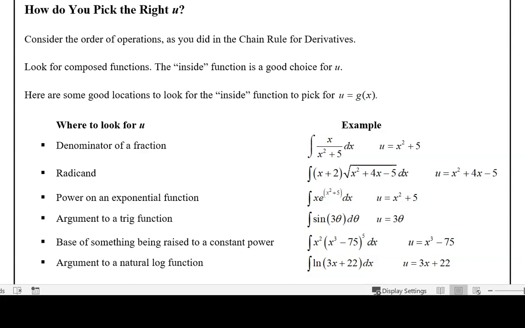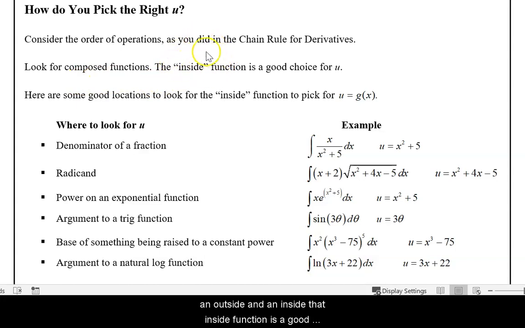If you're looking at these, to pick the right u, you want to think about the order of operations, just as you did when you did the chain rule for derivatives. These are, in a sense, composed functions. We have an outside and an inside.